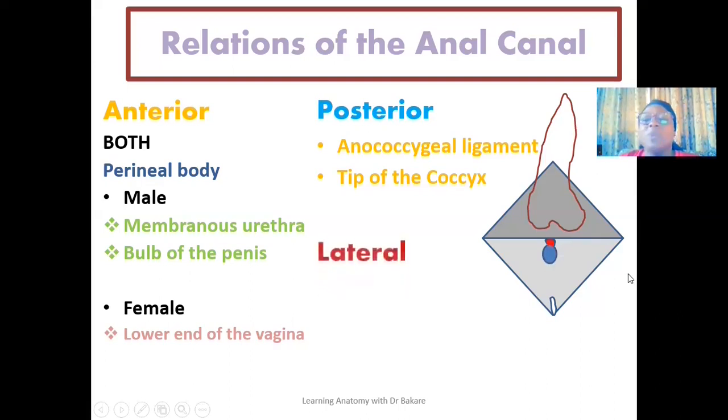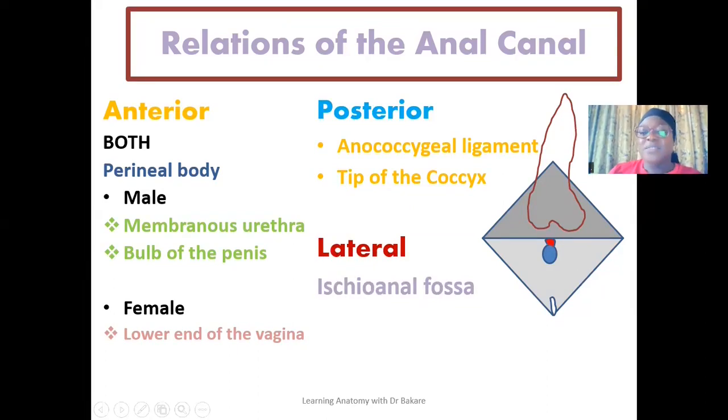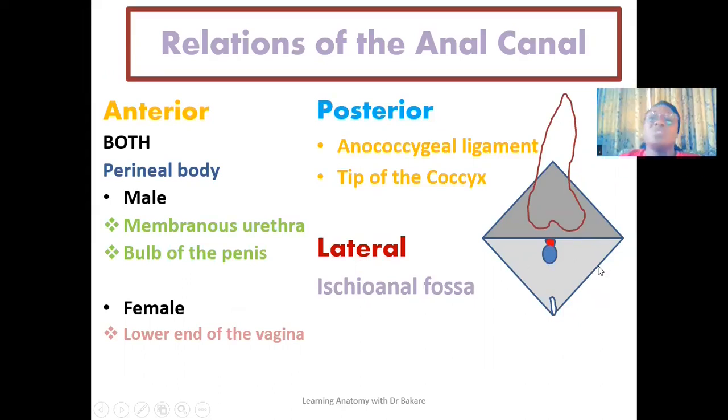And laterally, what we have is the ischioanal fossa. And this is the ischioanal fossa here, arrowed in black. We already highlighted this fossa in our previous slide where we said that within this fossa we have fatty tissue. The fatty tissue that is contained within this fossa helps to give structural support to the anal canal. These are the structures that are related to the anal canal.